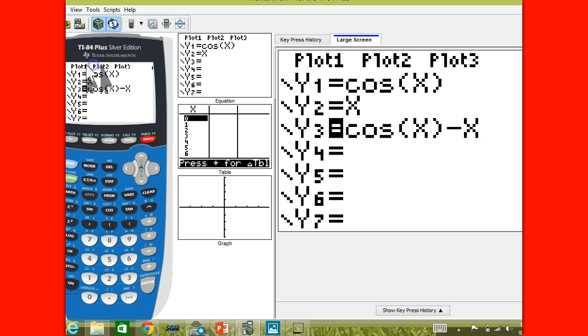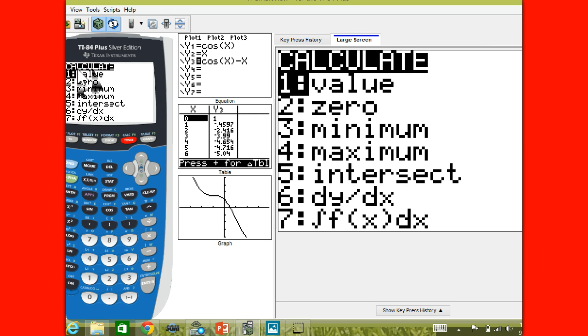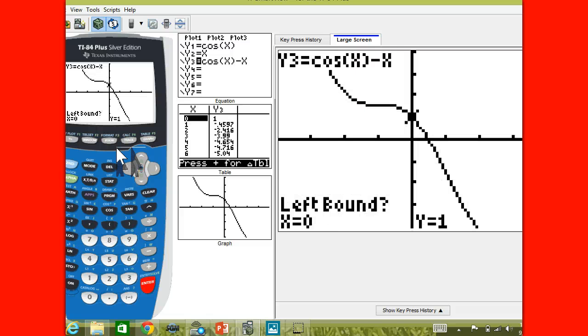And we're still on that zoom trig. So there's what my graph would look like. What am I looking for here? What does the solution look like on a graph? The x-intercept, yes. So I can go to, again, my calculate menu. Solution, x-intercept, 0, root, mean the same thing, right? So I can choose 0.